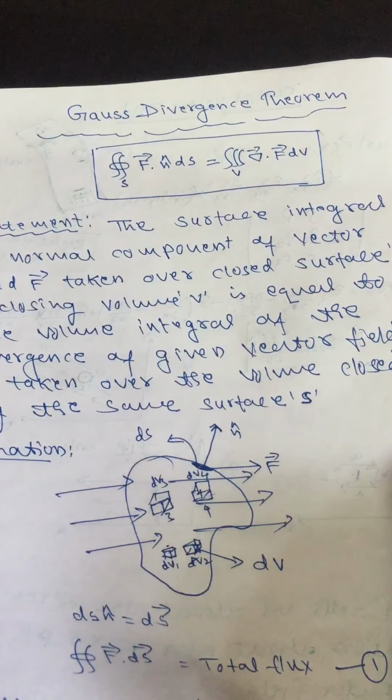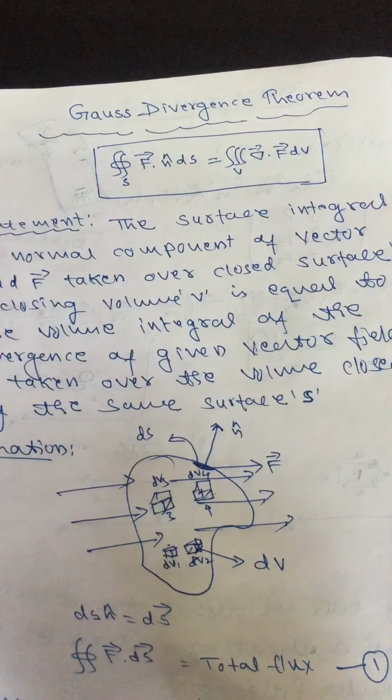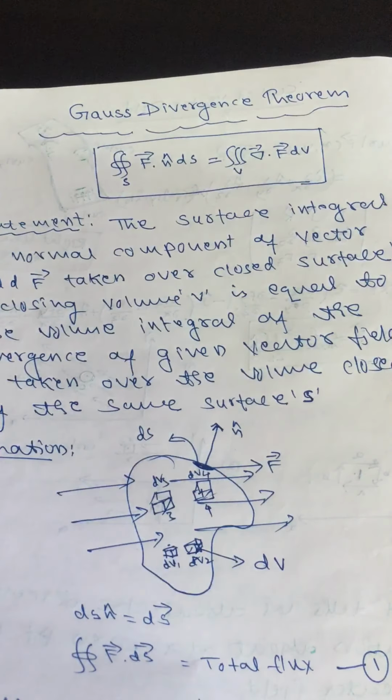In the sense, the surface integral of the vector field is equal to the volume integral of the divergence of the vector field multiplied by the volume. So this is the Gauss divergence theorem. It means surface integral is equal to volume integral, meaning the total flux over the closed surface is equal to the total divergence over the volume. That is the Gauss divergence theorem.